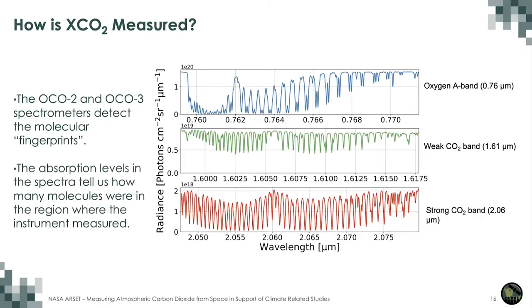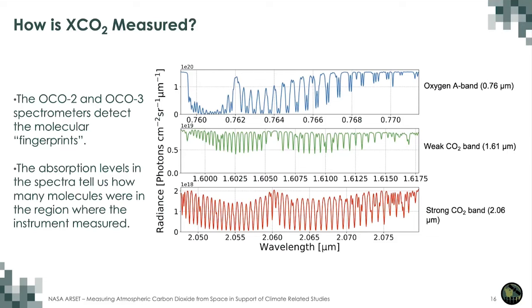And how do we make that measurement? Well, the OCO2 and OCO3 instruments are spectrometers. They measure reflected sunlight in these three bands in the near infrared spectral region. We have the oxygen A band at 0.76 microns, the weak CO2 band at 1.6 microns, and the strong CO2 band at 2.06 microns. So the spectrometers measure the spectral fingerprint of carbon dioxide, and the absorption levels in the spectra provide information on how many CO2 molecules were in the atmospheric path that's viewed by the instrument.